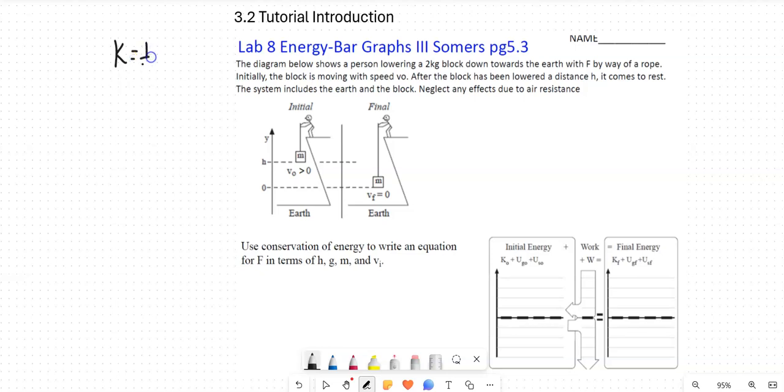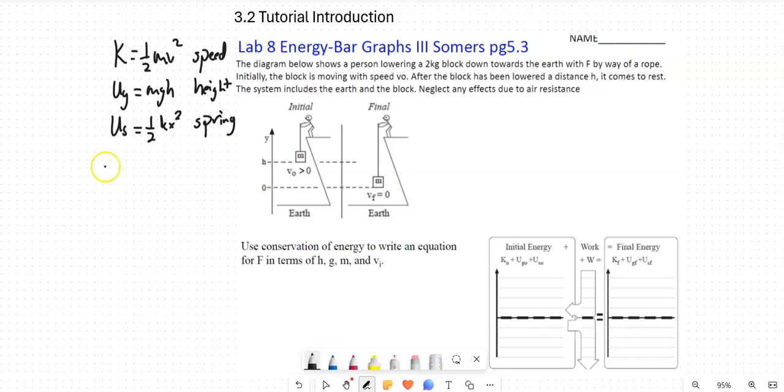So kinetic energy is 1/2 mv squared. This is the energy of speed. Potential energy due to gravity is equal to mgh, and this is the energy of height. The potential energy of a spring is 1/2 kx squared. And so anytime a spring is compressed or stretched, you're adding that energy to the system. So all of these are going to be positive energies.